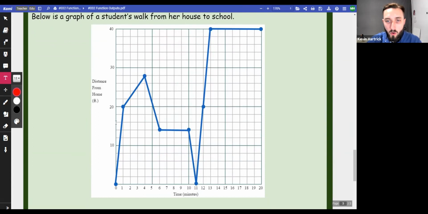Distance from home in feet is our y-axis. And looks like, let's see, 1, 2, 3, 4, 5 boxes gets us up to 10. So that means each box is 2, right? 2, 4, 6, 8, 10. Yep. 12, 14, 16, 18, 20, and so on. So each box is 2 on the y-axis, right? That's always important. The y-axis doesn't always go by ones, okay?